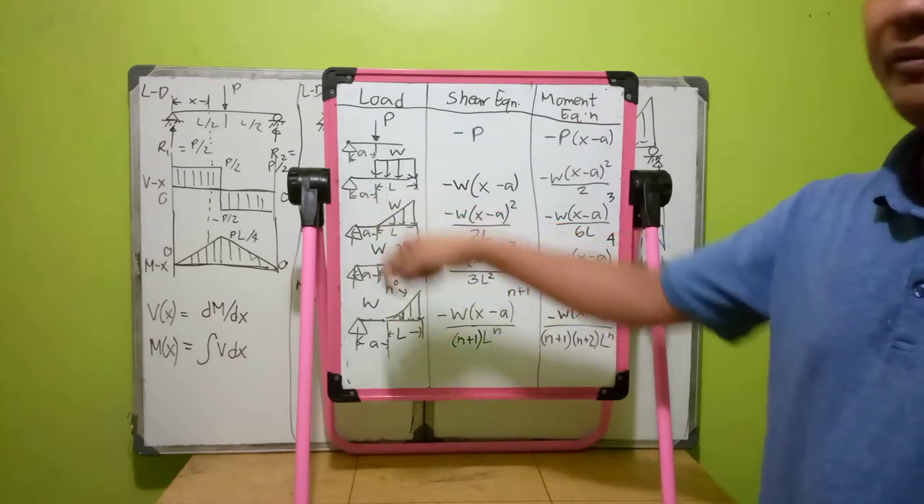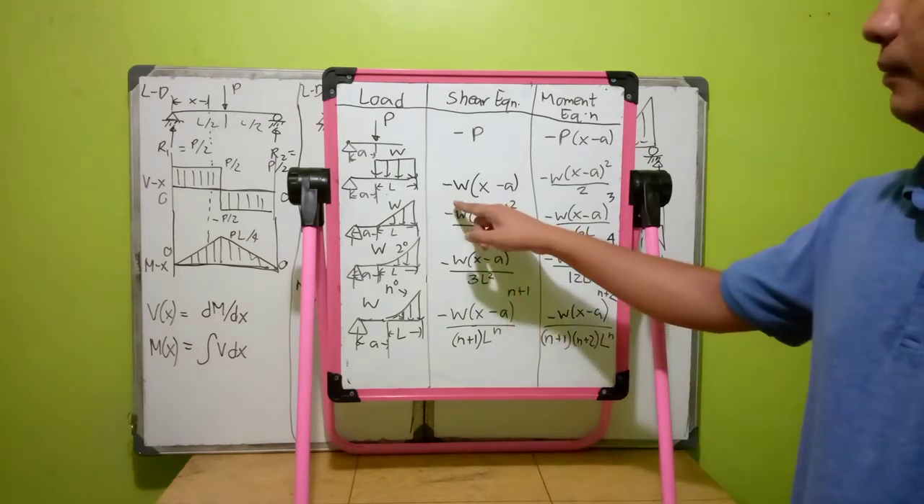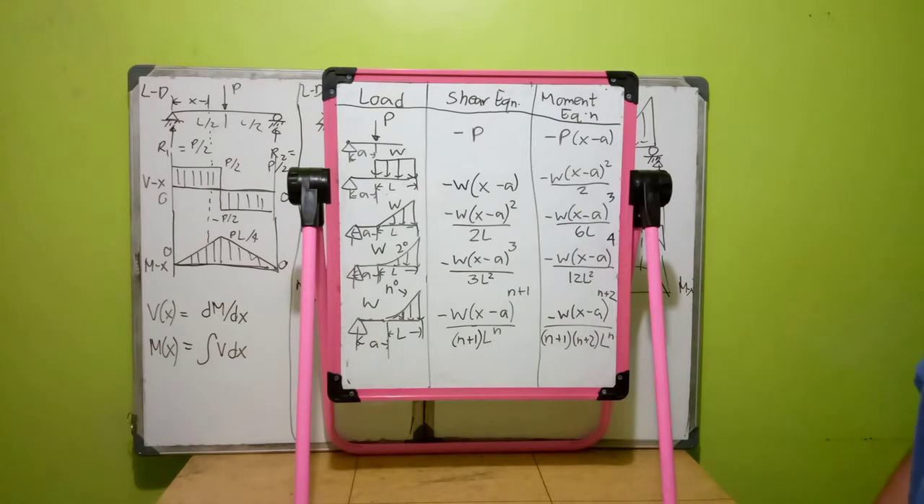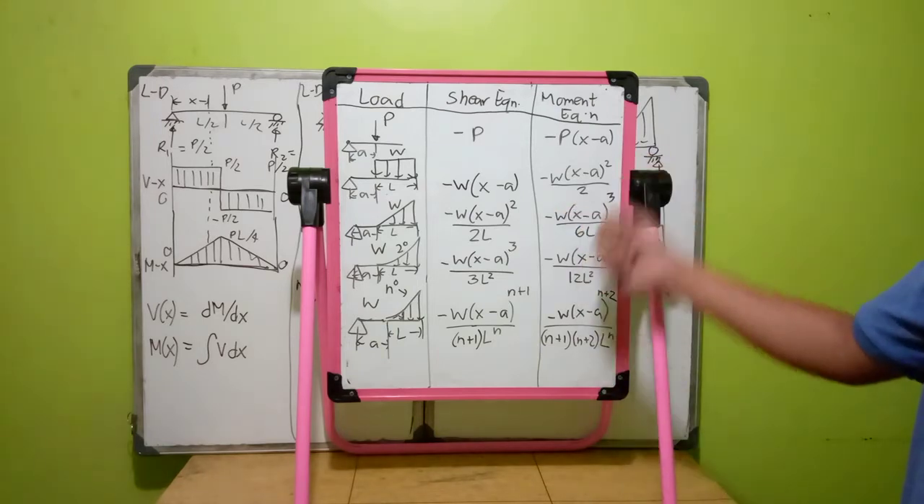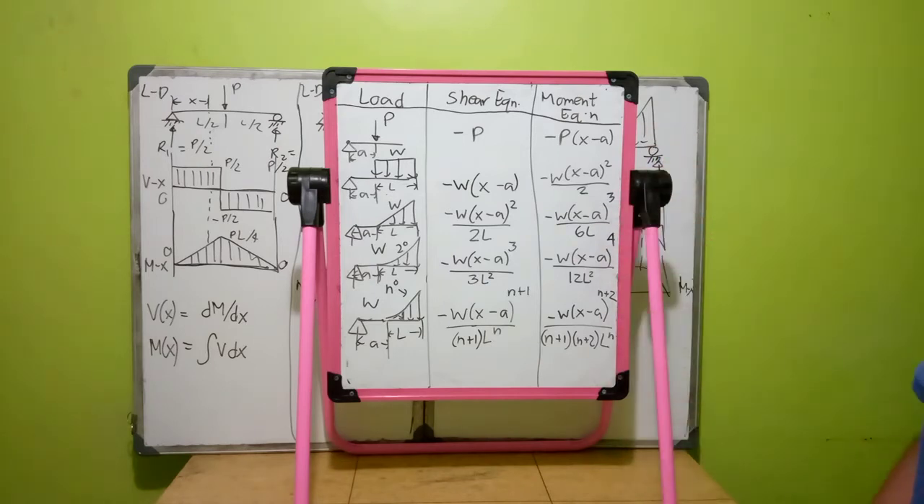And for a distributed load W, whose beginning is located at a distance A away from the leftmost side of your beam, you will have a shear equation of negative W times (x minus A), and then a moment equation of negative W times (x minus A) squared over 2.